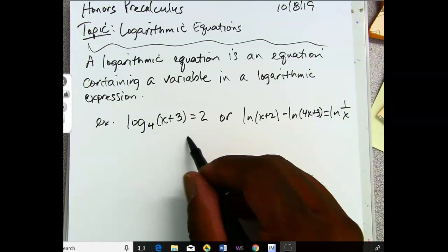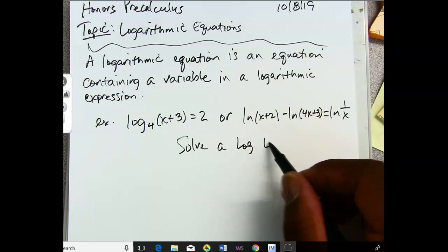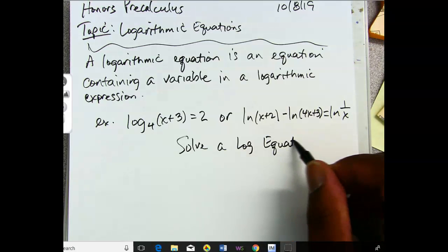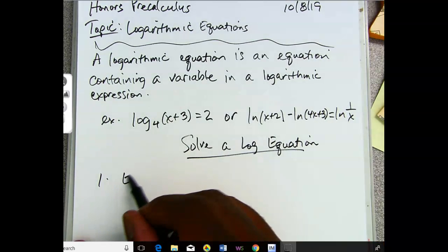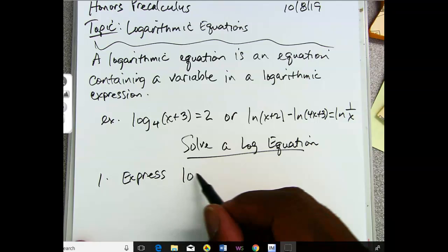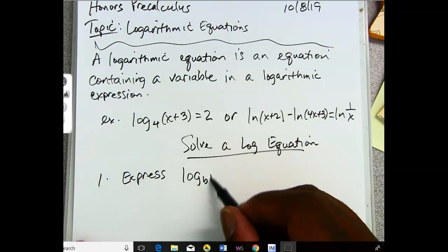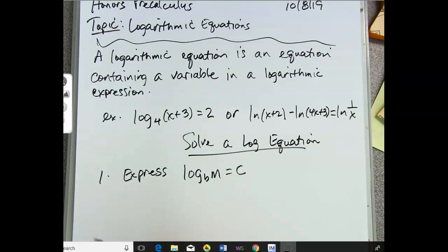So what are our steps? To solve a log equation, first thing we want to do is express the log in terms of log base b of m is equal to c. So we need to get the log by itself, so isolate our log. To solve a log, write it as an exponent. Solve an exponent, write it as a log.